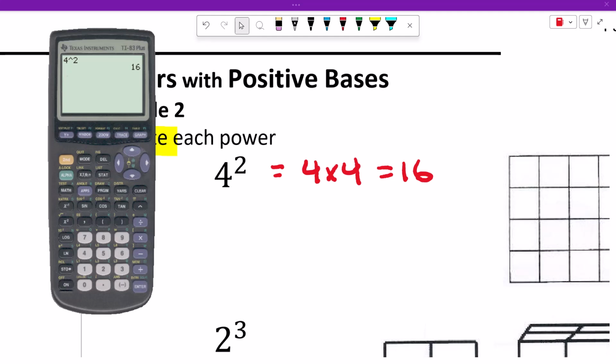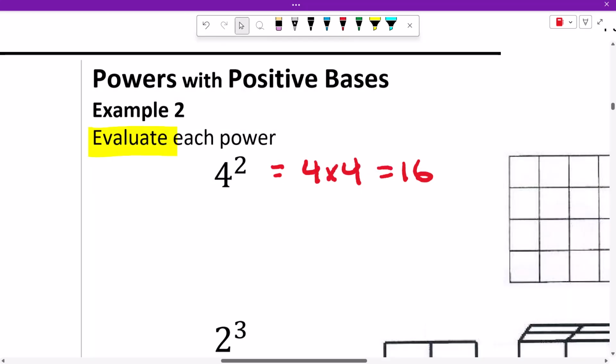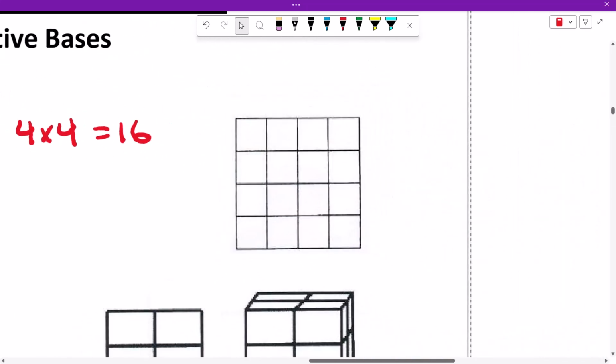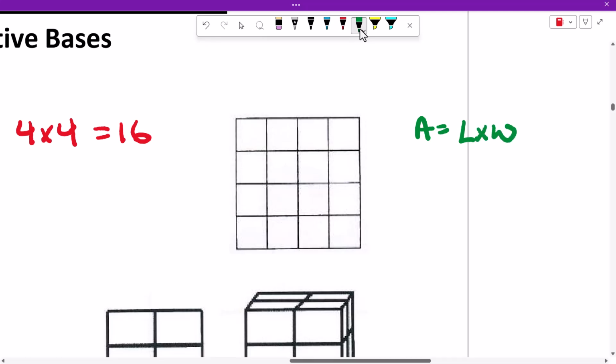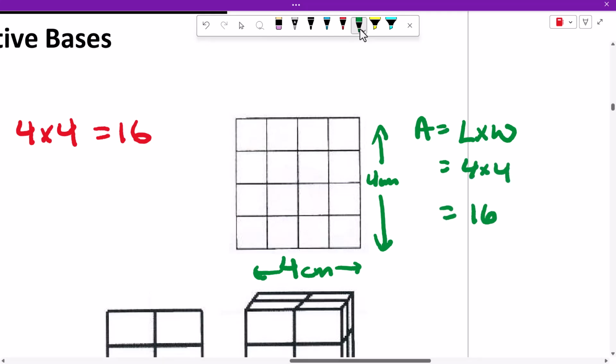Okay, now, connections to last year and grade 10. Last year we did area of shapes. And if you had a square or a rectangle, the formula was length times width. So if we had 4 centimeters in this direction, and 4 centimeters in this direction, like this, you would have done length times width, 4 times 4, and you would have got 16. You guys remember that?